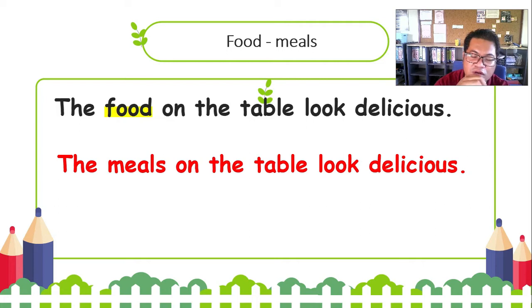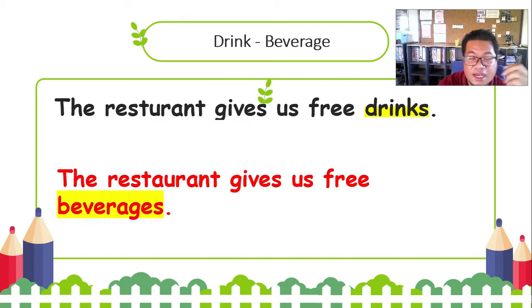Okay, contoh. Number 1, food, meal. We change food to the meal. Okay. The food on the table look delicious. Okay. We change the food to the meals. Okay. The meals on the table look delicious. Okay. This is example number 1. Contoh number 1. Next. Drinks.